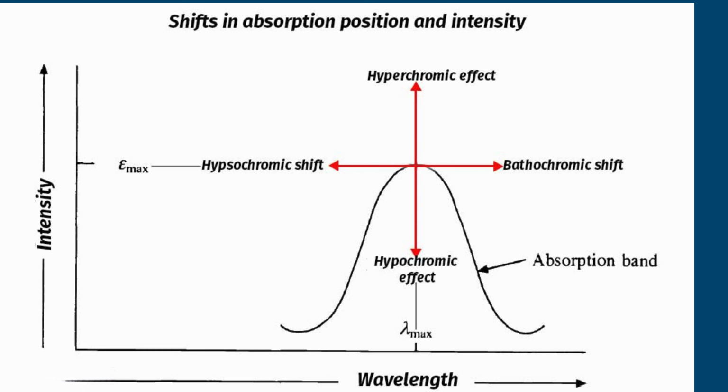Bathochromic shift, or redshift: movement to longer wavelengths due to conjugation or solvent effects. For example, redshift occurs when a less polar solvent is used with carbonyl compounds, and bathochromic shift results from conjugation extension. Hypsochromic shift, or blue shift: shift to shorter wavelengths due to reduced conjugation.